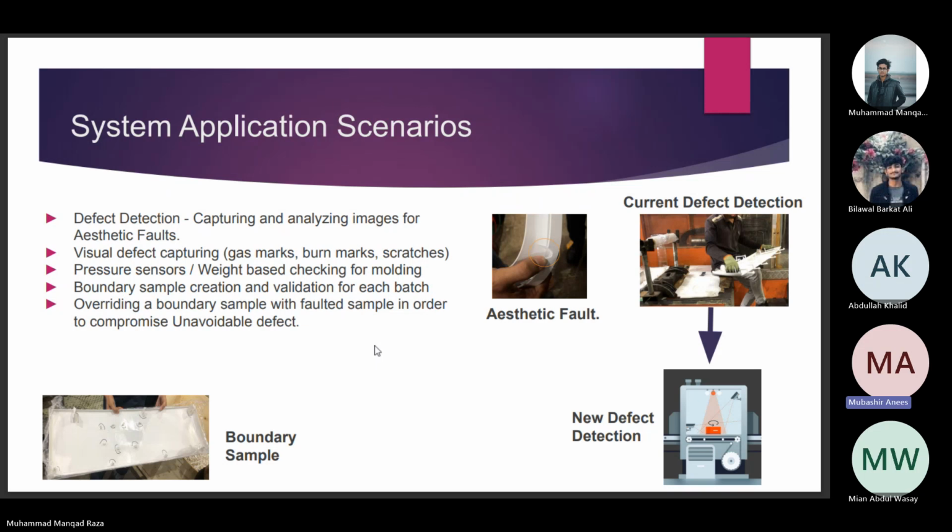Also, in cases where minor defects are unavoidable, the system allows for an override mechanism, so products aren't unnecessarily rejected.